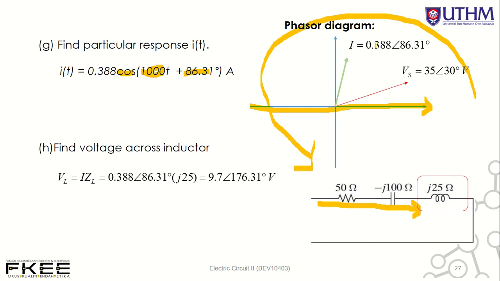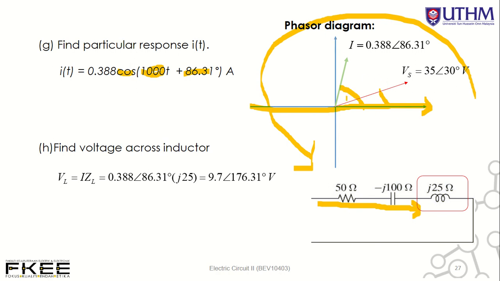For current you have 0.388 angle 86.31. This is the position, 86.31. You just estimate. For Vs, 35 angle 30. This is angle 30. So this is the way how to sketch your phasor diagram. This is the important part. After you calculate the voltage and current, you need to know how to draw the phasor diagram.